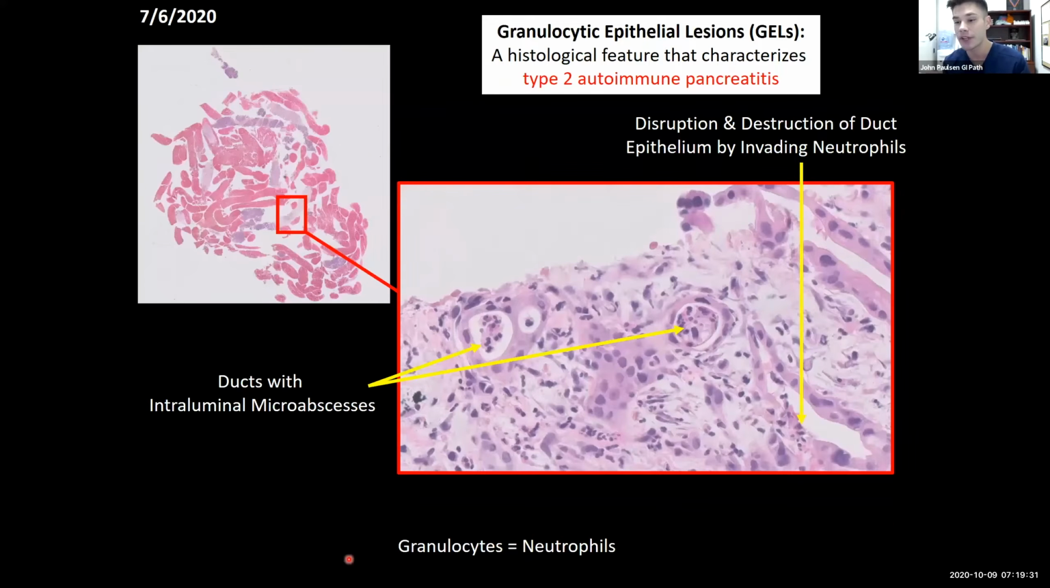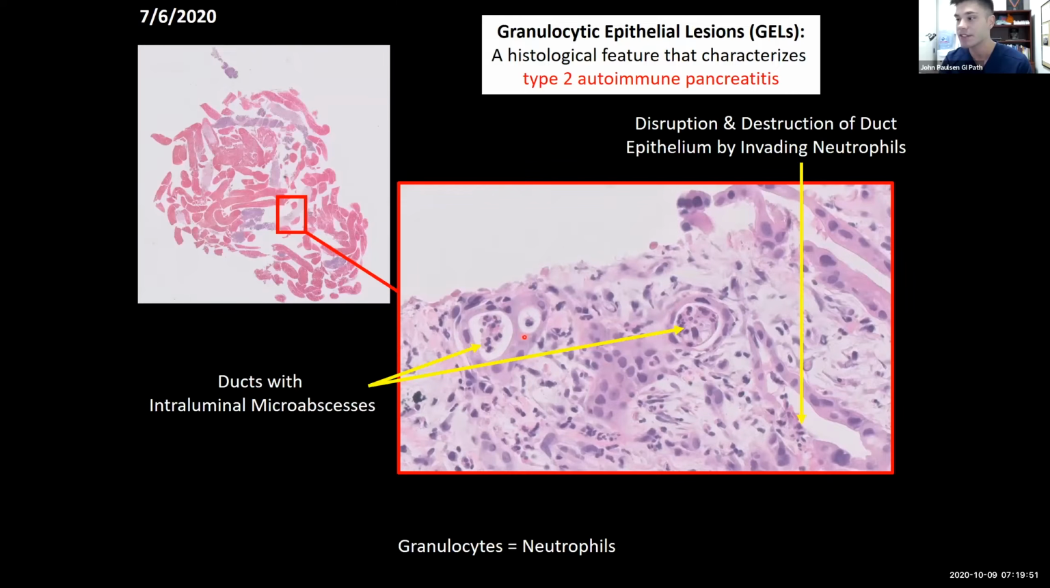And this fragment really has the key diagnostic feature for the histology, and that is a granulocytic epithelial lesion, or GELs as we call them. And this is a histologic feature that characterizes type 2 autoimmune pancreatitis. So what is a GEL? A GEL really is just a complex of the pancreatic ducts with neutrophils, and they can have several appearances.